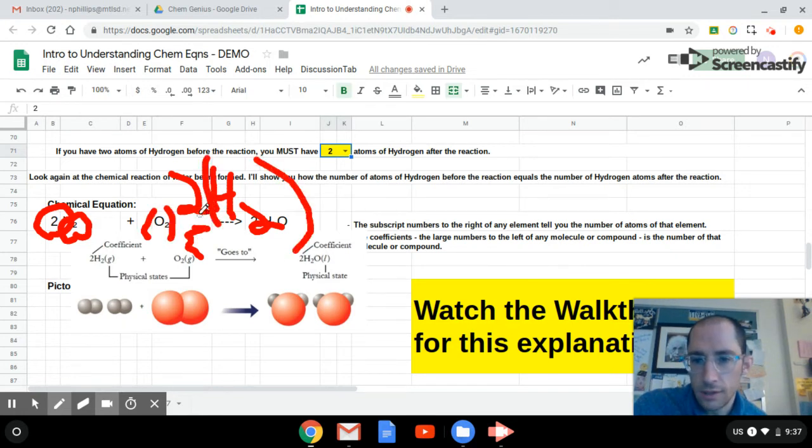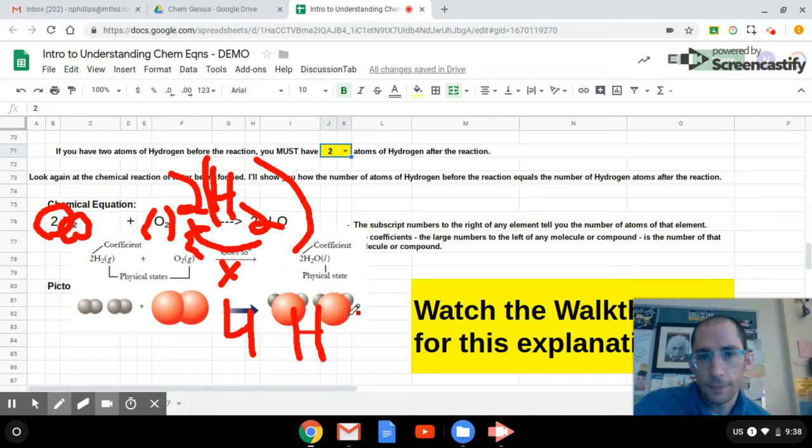To figure out the total number of atoms of that element, you do what you do in math class, and you distribute. So the number of hydrogen atoms total you would have with 2 H2s is 2 times 2, which is 4, of course. So you'd have 4 hydrogen atoms total.